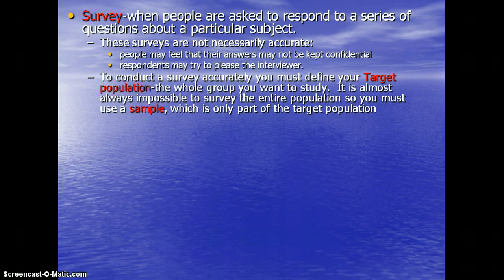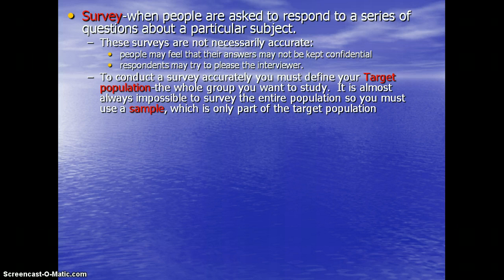To conduct a survey accurately, you have to define your target population. The target population is everybody that you want to study. It's the whole group you want to study. If I want to do a survey about high school students, that's every high school student. That's millions and millions of kids. Well, it's impossible. I can never test that many kids. So I have to use a sample. It's only part of that target population. It might be a few kids from all across the country.